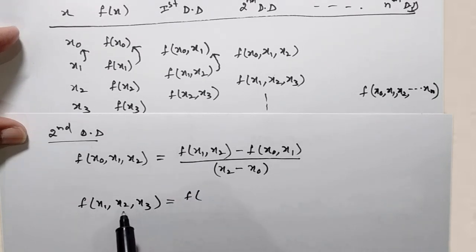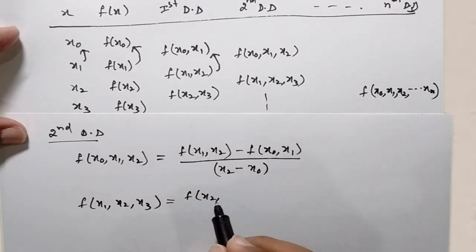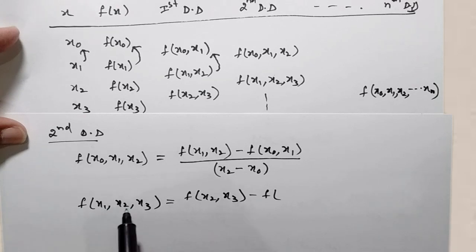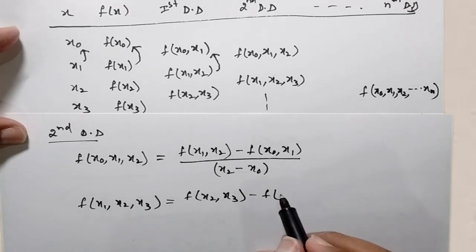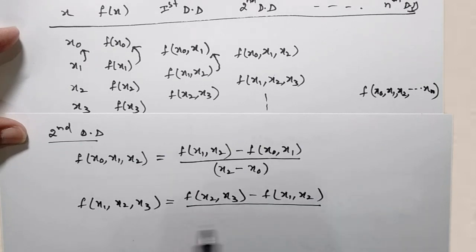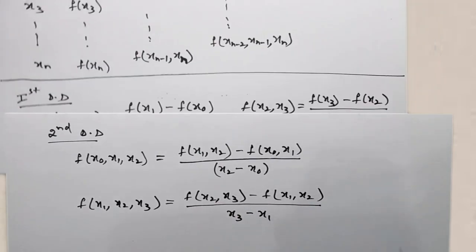What are the final two values? x2, x3 minus the function of the first two values x1, x2, whole divided by the final value minus the initial value. x3 is the final value minus the initial value, which will be x1. So in that way you can just go on writing.